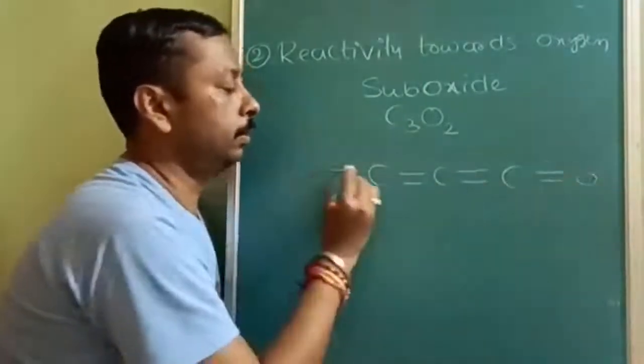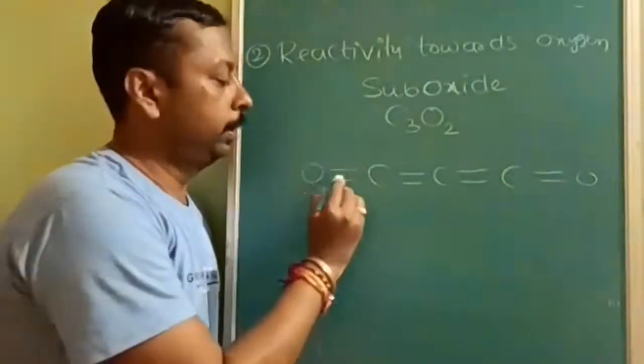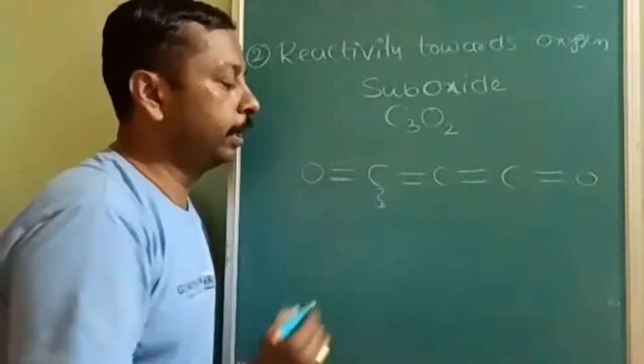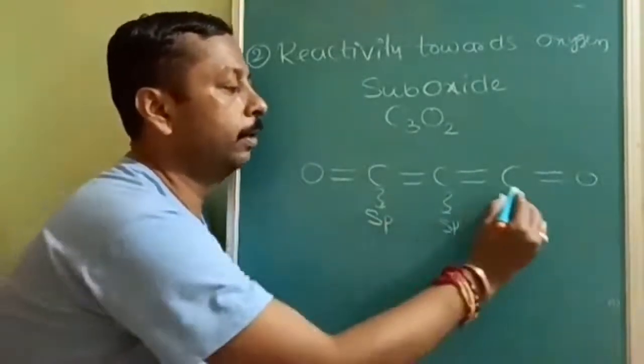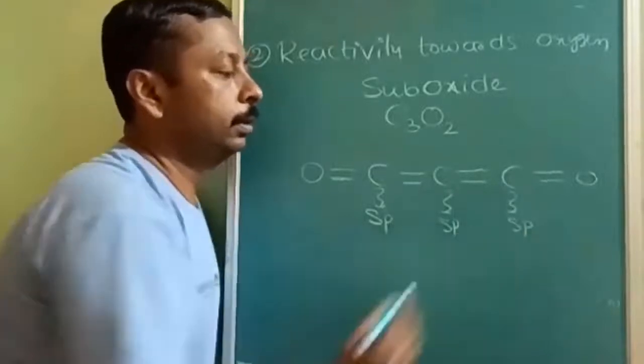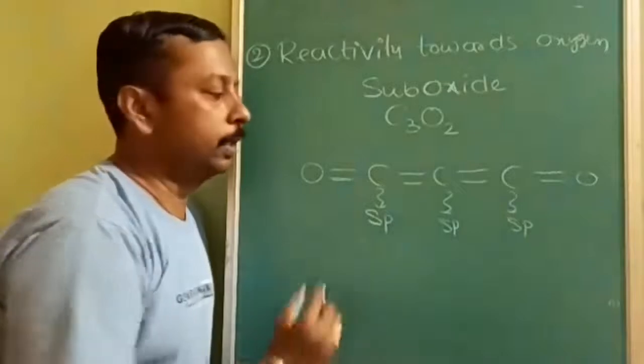structure is this one. Okay. So linear shape. What will be the shape? Linear shape. Each and every carbon is sp hybridized. Each and every carbon is which hybridized? sp hybridized. Okay. So this is the structure, linear shape.